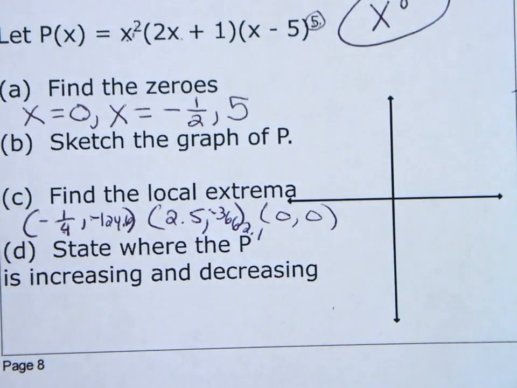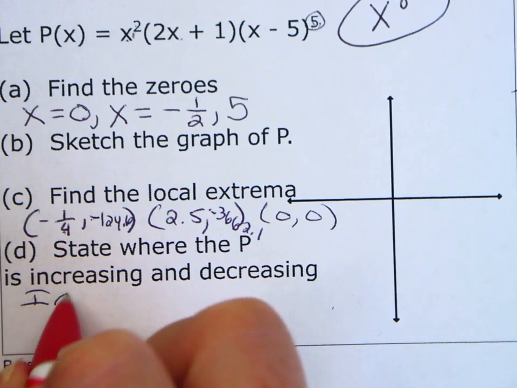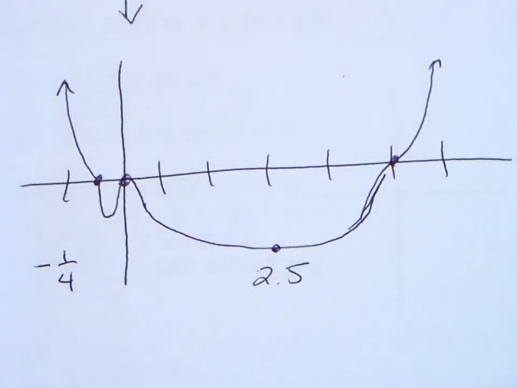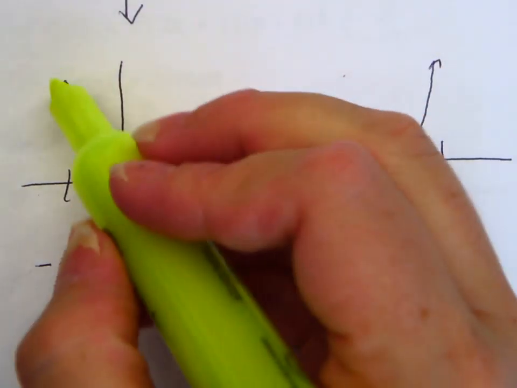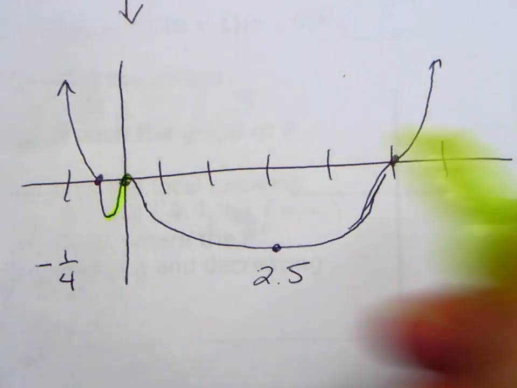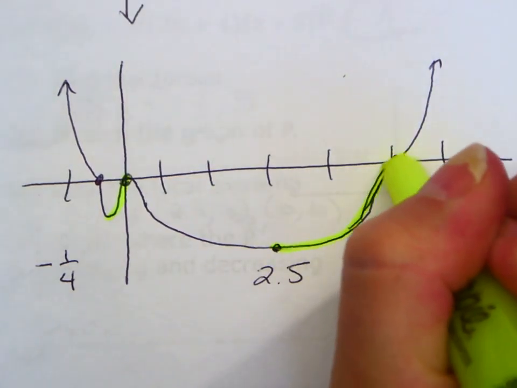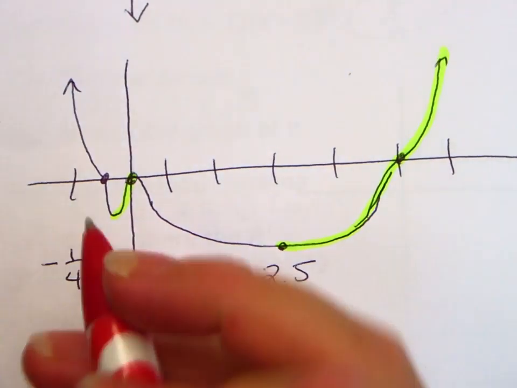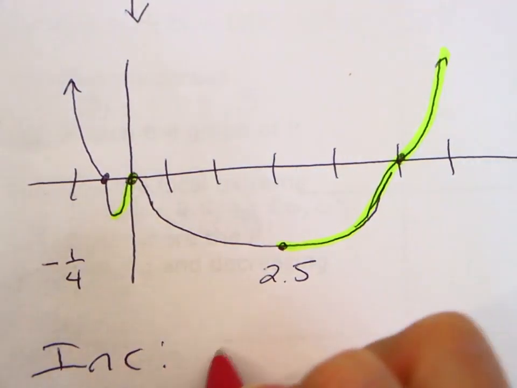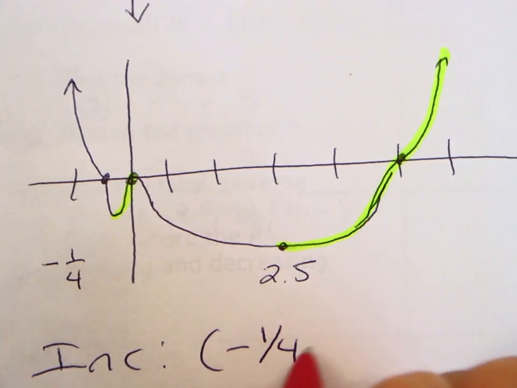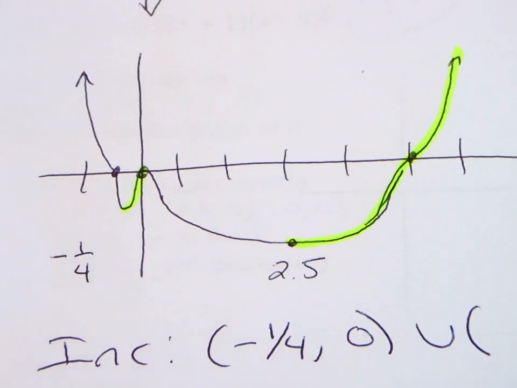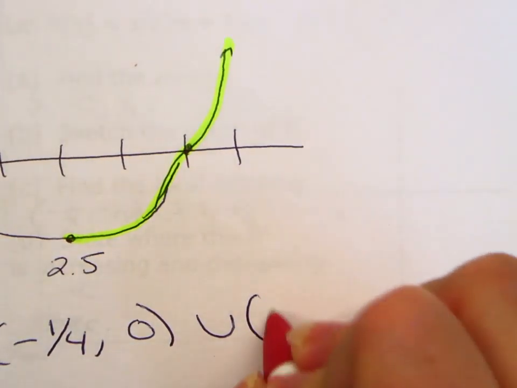All right. Finally, increasing and decreasing. All right, look at my picture. Where is this increasing? Going down, going up, coming down, going up forever. So I'm going to write on this page. Increasing. Negative a quarter to 0. And then 2.5 to infinity.